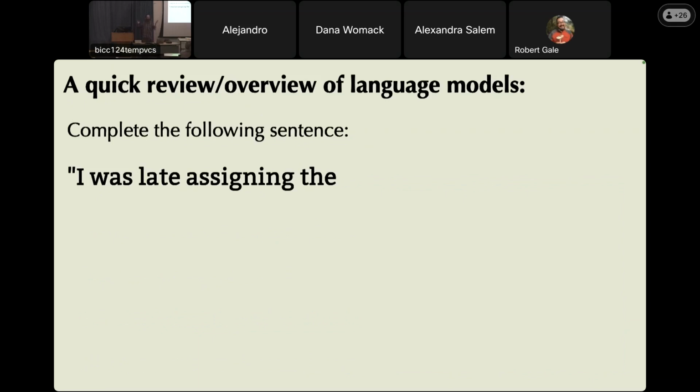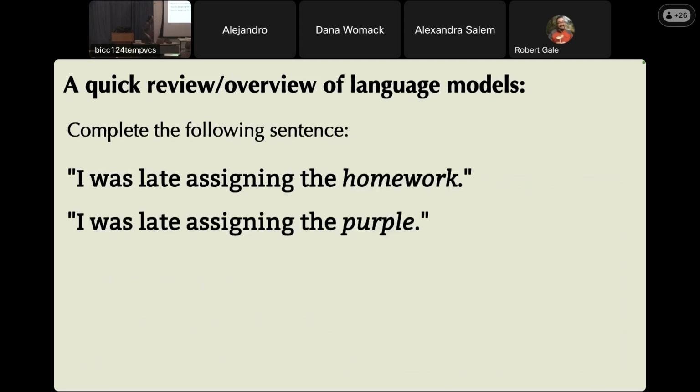Anybody? Homework. Homework, yes. If I had instead said "I was late assigning the purple," that would be weird, right? Like that would be nonsensical. If I'd asked you to pick the 10 words that could have come after "assigning the," nobody would have picked purple. So if we have sentences A and B, another way to think about this is the probability of sentence B is lower than the probability of sentence A.